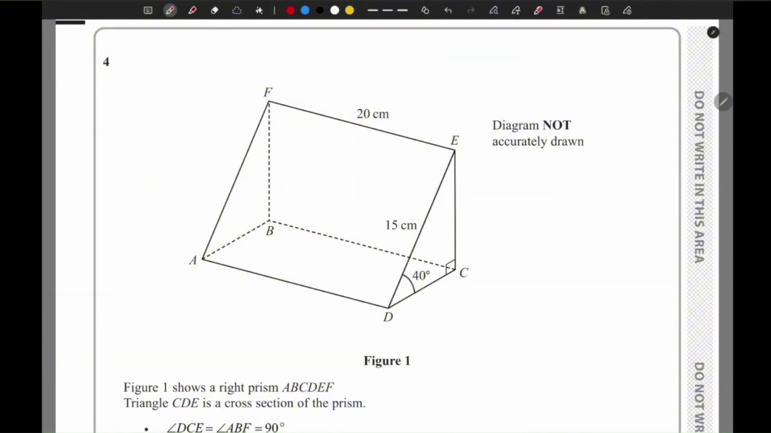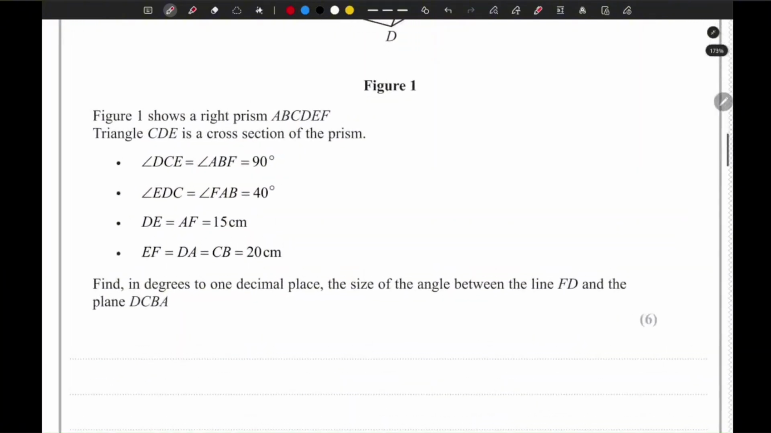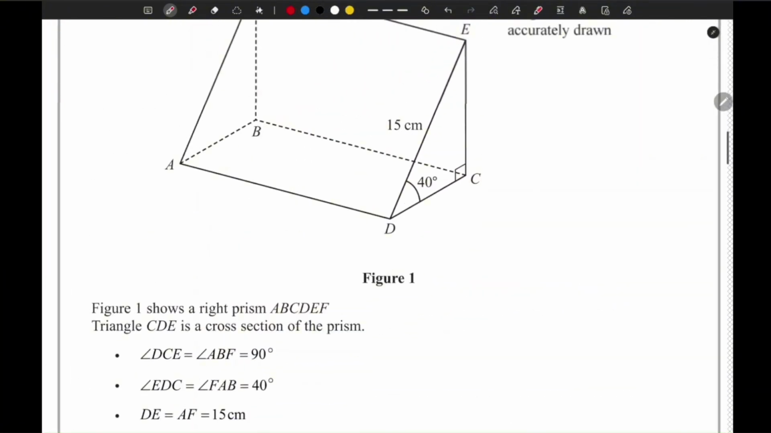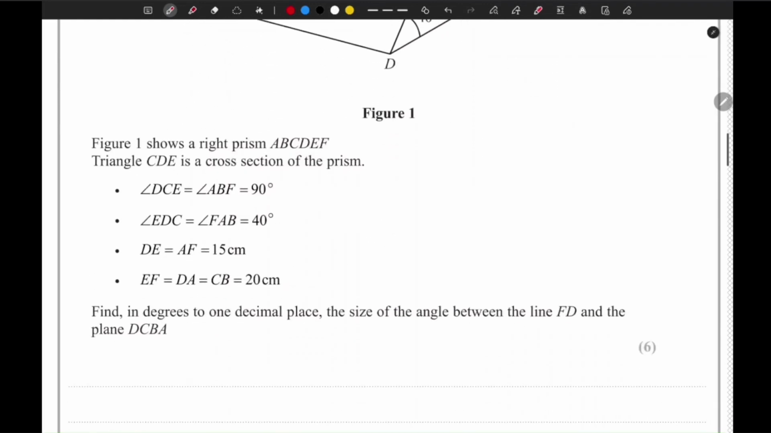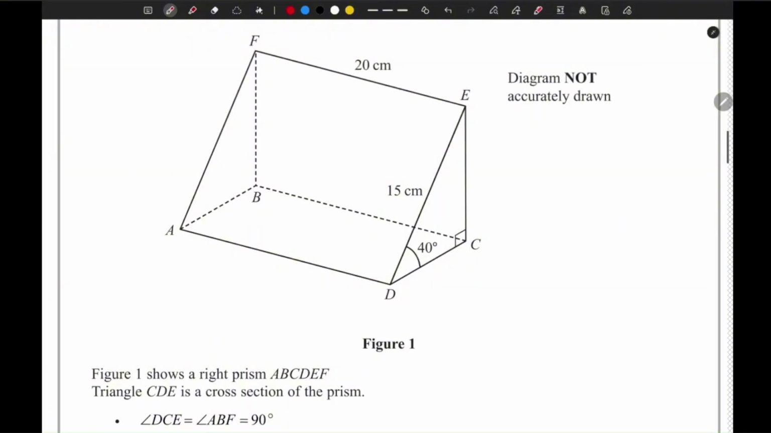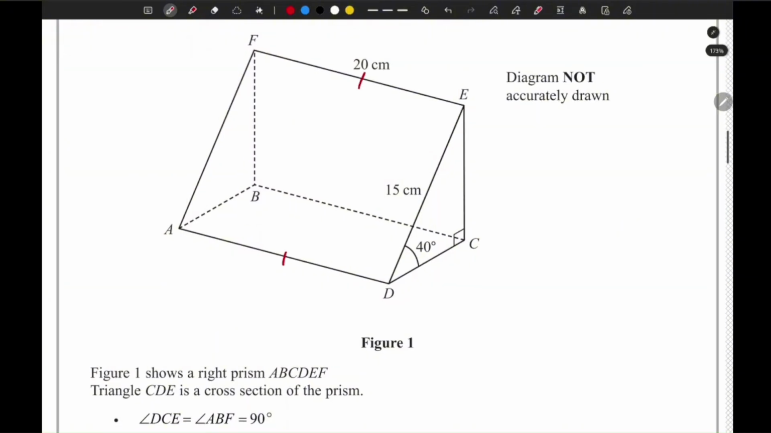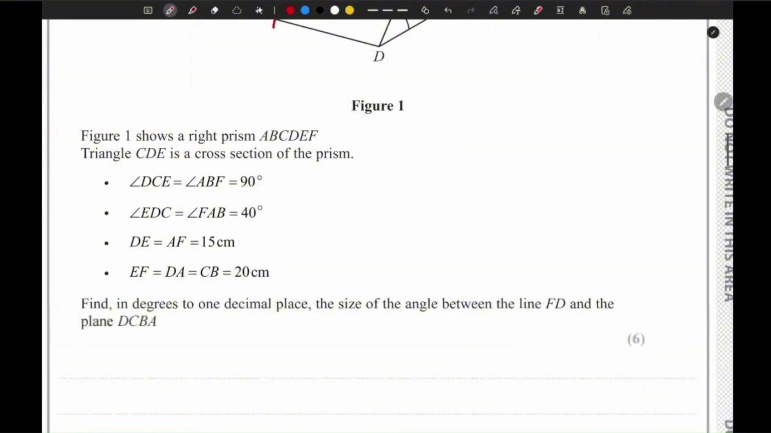We are given a prism, a right angle triangle prism, and we have some information regarding the prism: the lengths and the angles are given. This is 20 centimeters. So EF equals DA equals CB. And DE is equal to DF. So these two lengths are equal.